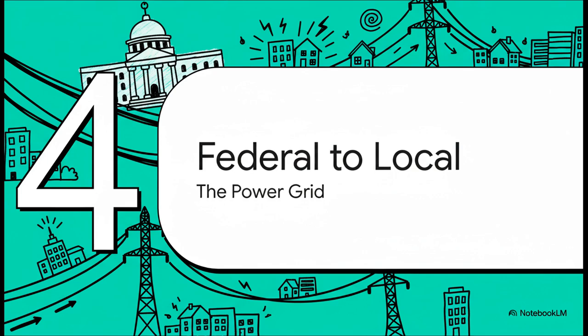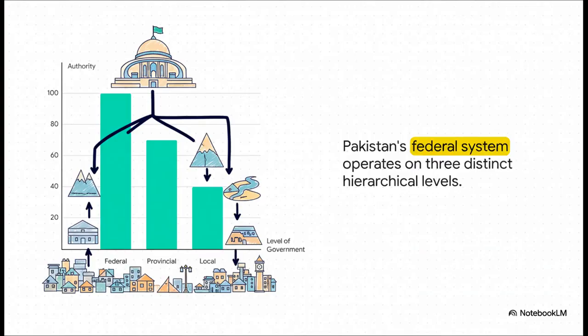Okay, so we've got this big federal structure sitting in the capital. But how does that power actually flow out to the hundreds of millions of people all across the country? Let's trace the power grid, so to speak. You can see the hierarchy pretty clearly right here. At the very top, you've got the federal government. Power then flows down to the 4 provincial governments. And then, beneath them, you have local governments that are responsible for running districts and cities. Each of these levels has its own distinct job to do.